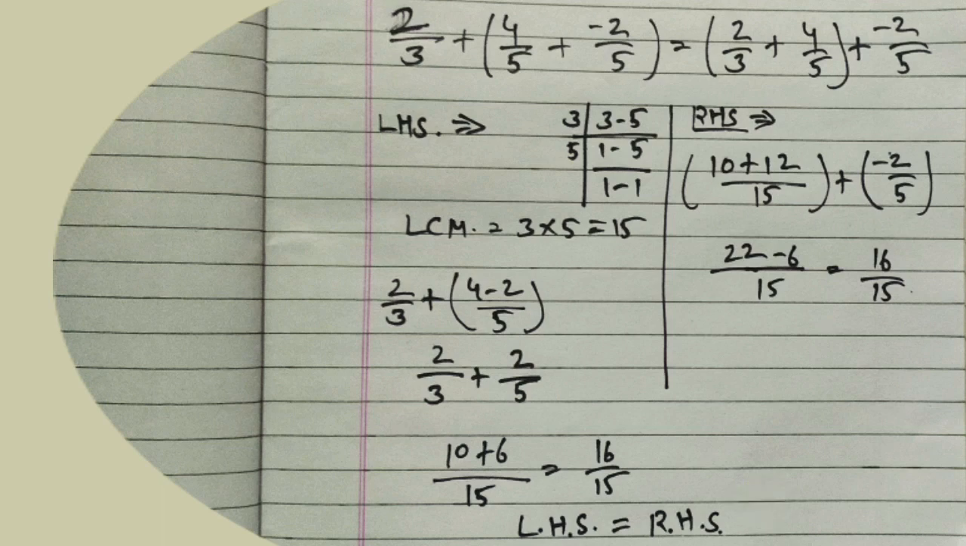So friends, in the associative property, the ordering, or we can say the grouping, doesn't matter. Either you can add the first two rational numbers and then the third, or you can leave the first rational number and add the second and third first.